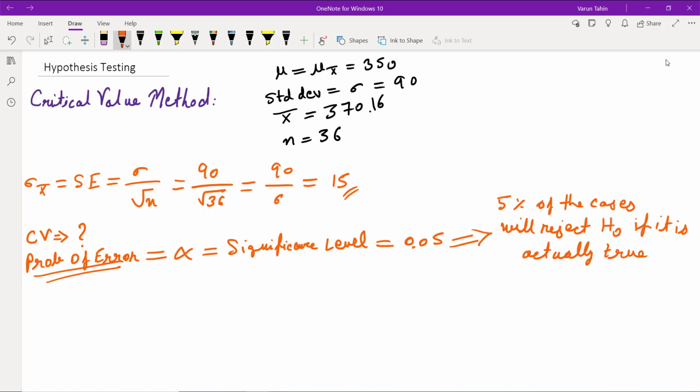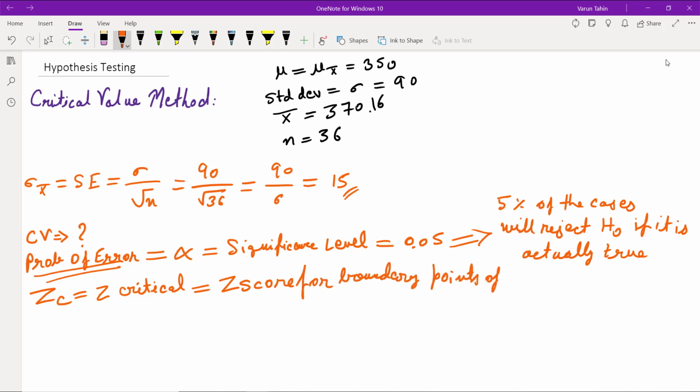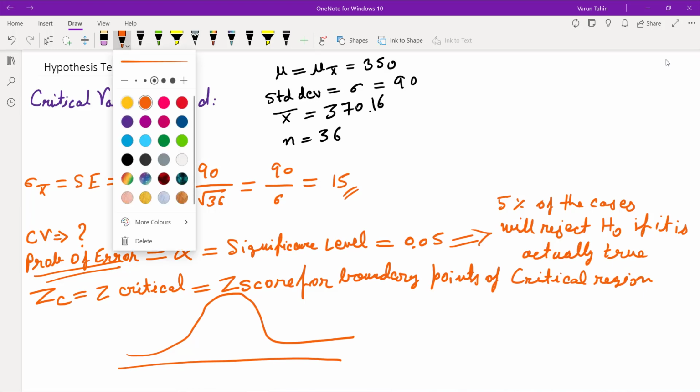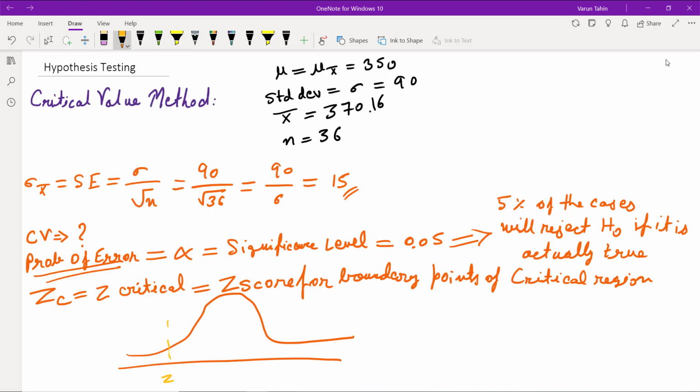So this is called the probability of error because this is the error percentage that we are considering. And then there is another fresh term which is ZC, also called Z critical, which signifies the Z score for boundary points of critical region. So let's understand this with the help of a graph. I'll just draw this graph over here and let's mark Z critical over here. I'll use a different color. Let's say that this is ZC and here this is ZC.